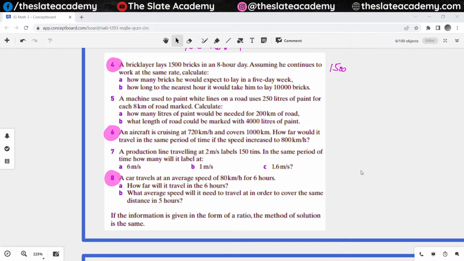So 1500 bricks. It's an 8-hour day, but 1 day. So 1500 bricks ratio 1 day. So I have to calculate for a 5-day week. On which side there are days? It is for 1 day. In order to make it 5 days, I have to multiply this with 5. And if I'm multiplying that side with 5, I'll multiply the other side with 5 as well. So for 5 days, it would be 1500 times 5, which would be 7500 bricks.